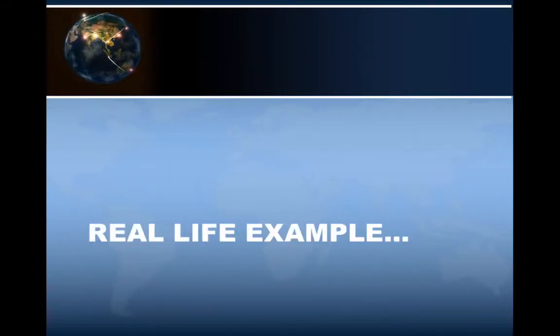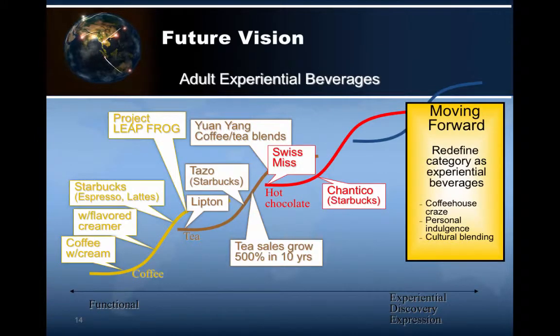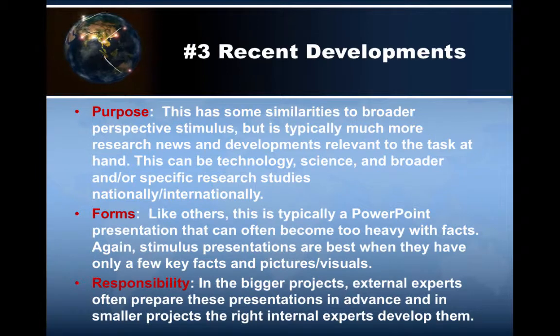Here's some real-life examples from a project that we did that shows the evolution of adult experiential beverages, everything from coffee and cream through Starbucks to some things that were evolving in the hot chocolate and tea businesses and how they kind of all merged together. A very good way of helping people quickly understand with a very nice graphic how the future looks like it's going to be in this particular business.